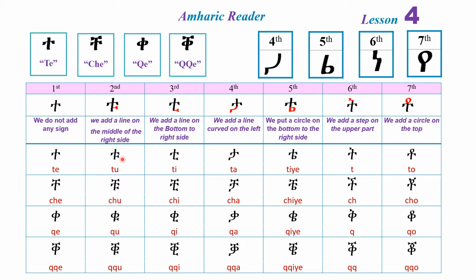Te, Tu, Ti, Ta, Te, T, To. Che, Chu, Chi, Cha, Che, Chi, Cho. Ke, Ku, Ki, Ka, Ke, K, Ko. Re, Ru, Ri, Ra, Re, Re, Ro.